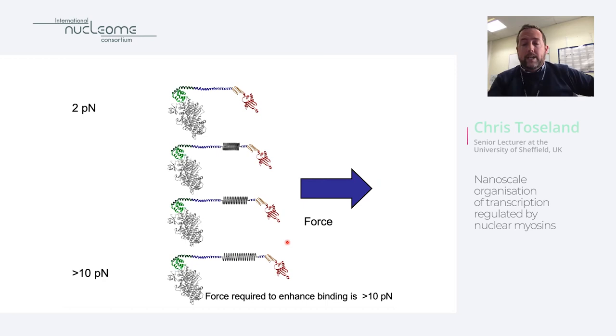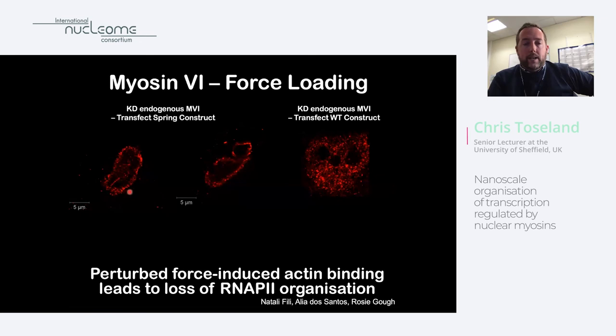And that's exactly what we see when we then transfect this construct into the cell where we've knocked down endogenous myosin 6. Now, we do see a slight rescue of pol 2 organization depending upon the cells we look at.